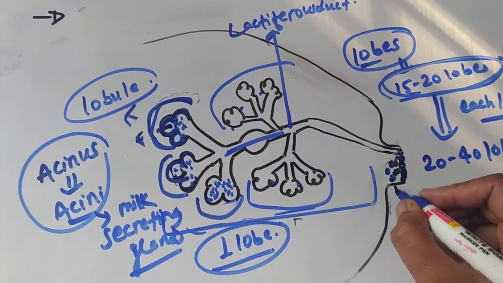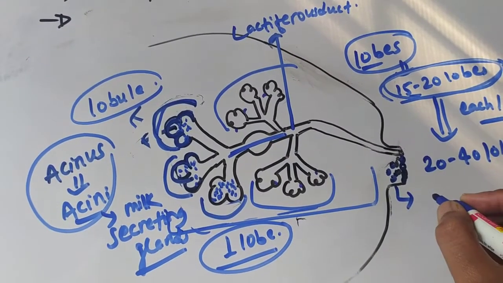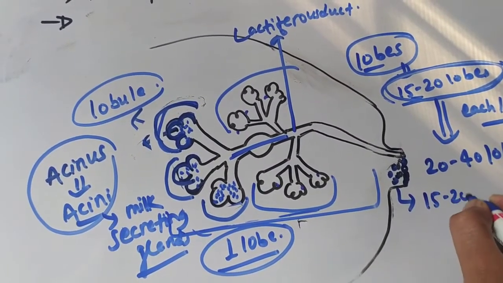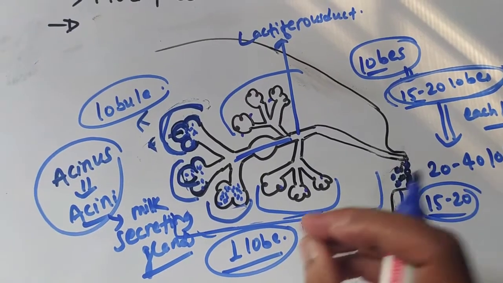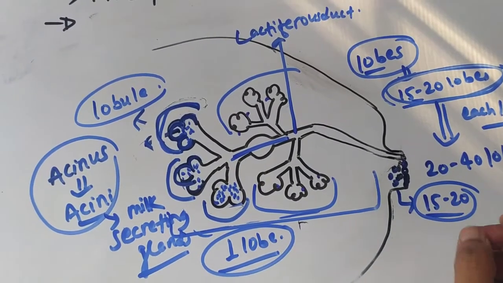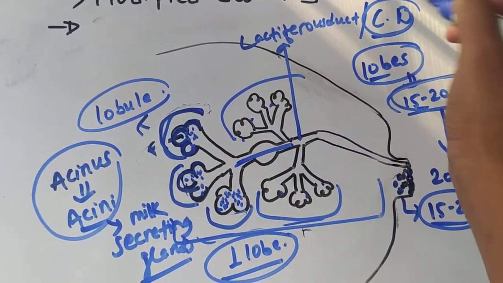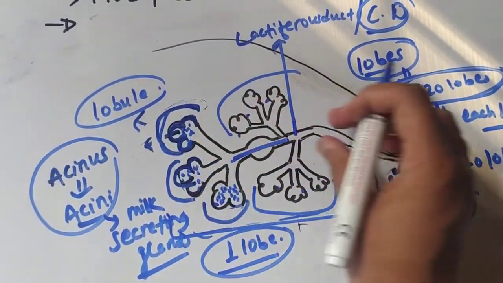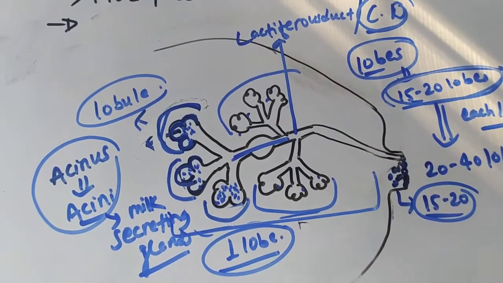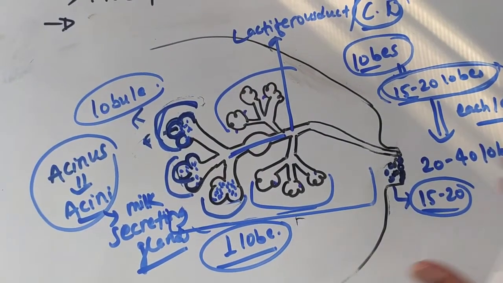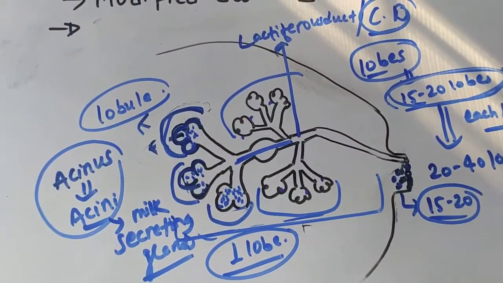So we can say that the number of ducts in the nipple is 15 to 20, the same as the number of lobes. So the number of lobes is the number of collecting ducts. The lactiferous duct is also known as the collecting duct, as it collects the milk, and these ducts open into the nipple. In this way the anatomy is present.